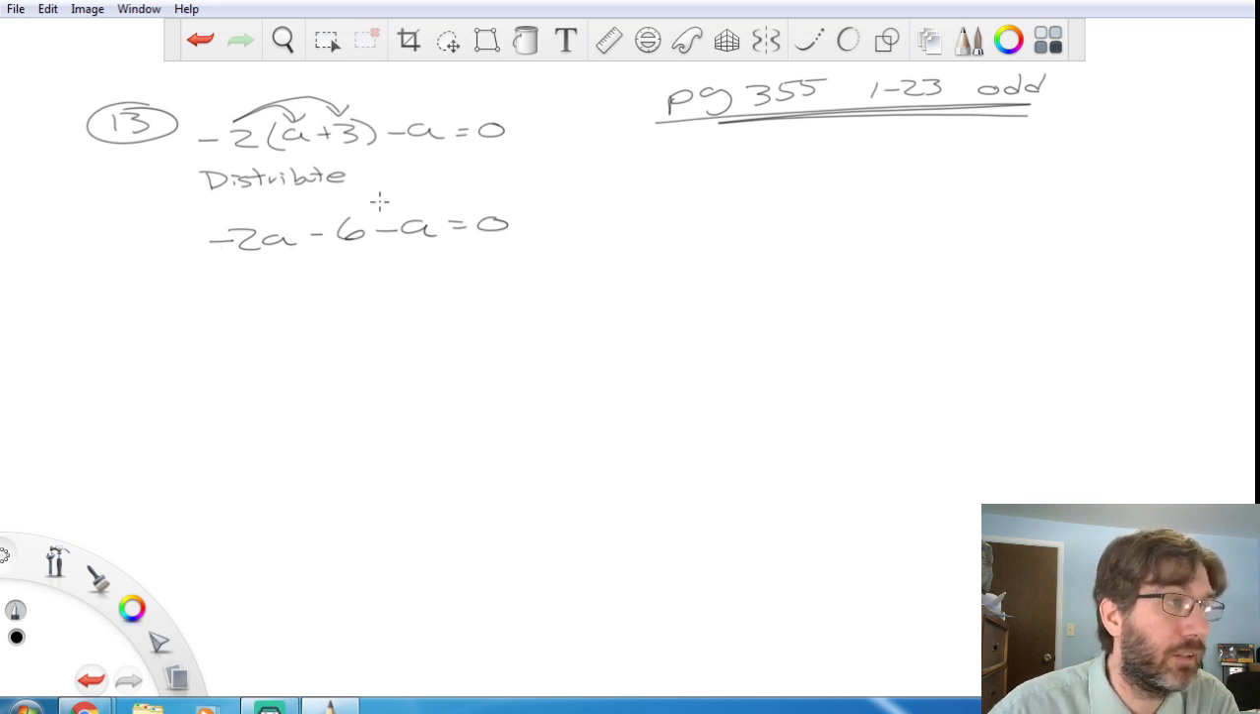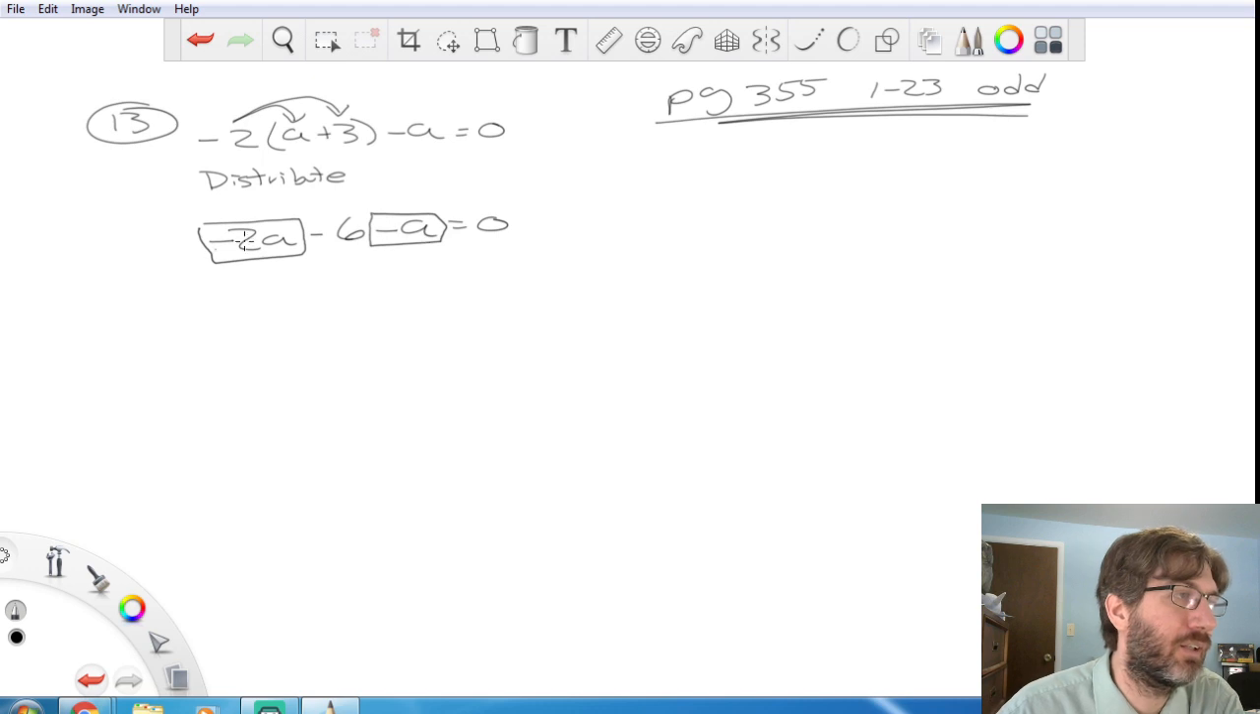Then we can combine like terms, keeping in mind that this a is negative and this negative 2a is also negative. So when I combine them, I have negative 2a plus negative a. In other words, there's a 1 in front of this, but again, you never write the 1. So this is 1a, but we don't see the 1, so just a. So when I combine that, negative 2 plus negative 1 gives me negative 3a. I didn't touch the 6, and I didn't touch the 0.